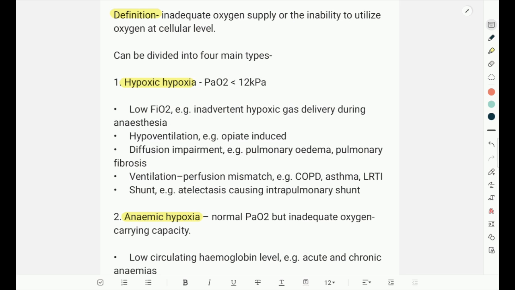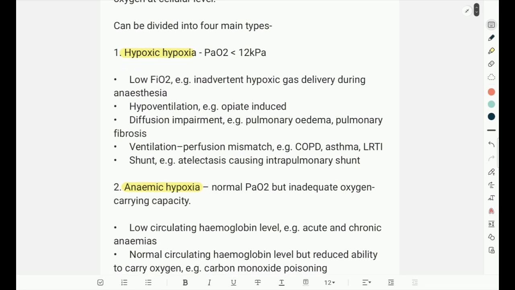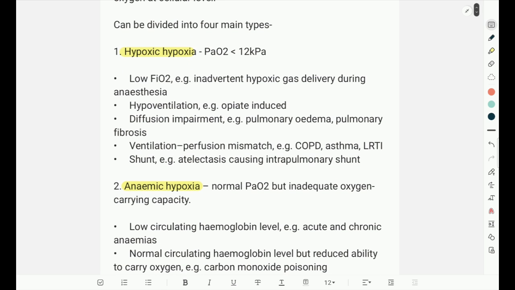It can be divided into four types. The first type is hypoxic hypoxia. In hypoxic hypoxia, the partial pressure of oxygen in blood is less than 12 kilopascals. It can be because of a low FiO2, for example, inadvertent hypoxic gas delivery during anesthesia. It can be because of hypoventilation, which can be opioid induced, diffusion impairment like pulmonary edema and pulmonary fibrosis, ventilation perfusion mismatch, for example, COPD, asthma, and LRTI, and shunts like atelectasis.